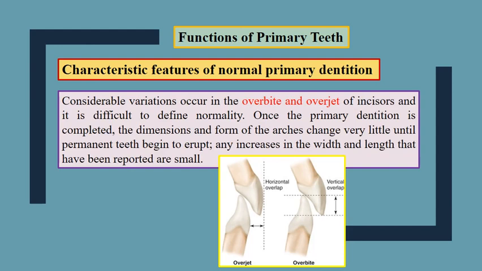Considerable variations occur in overbite and overjet of incisors, and it is difficult to define normality.